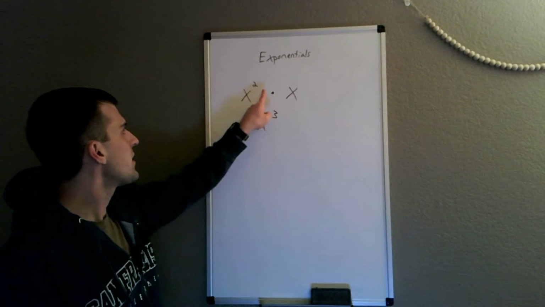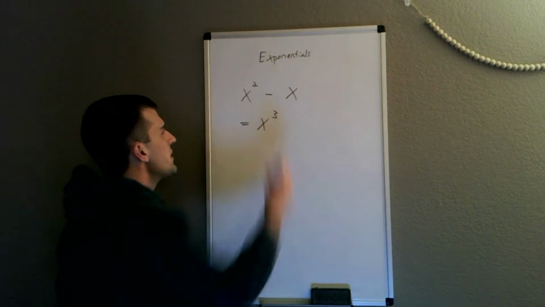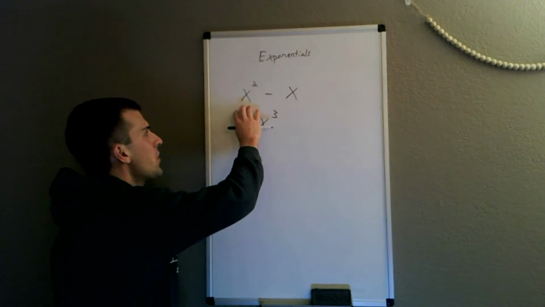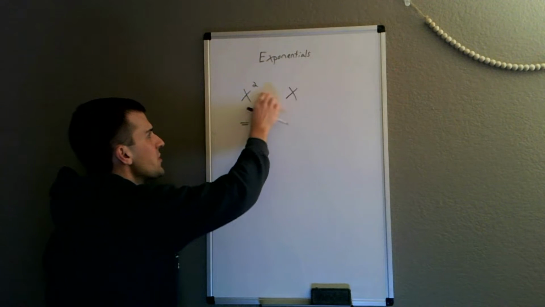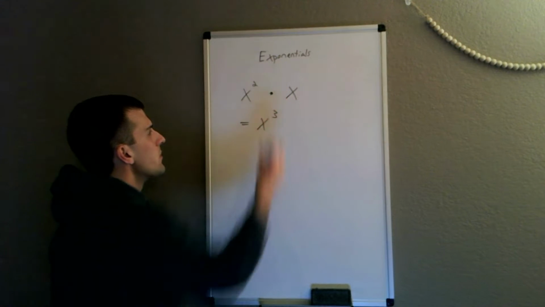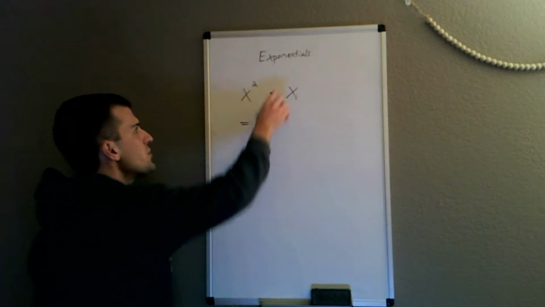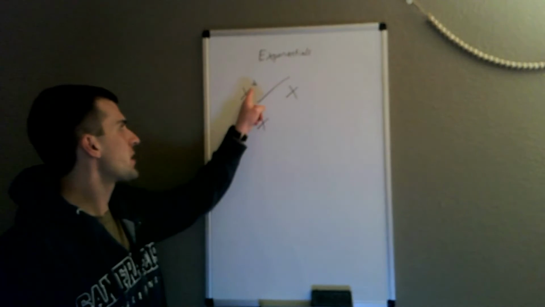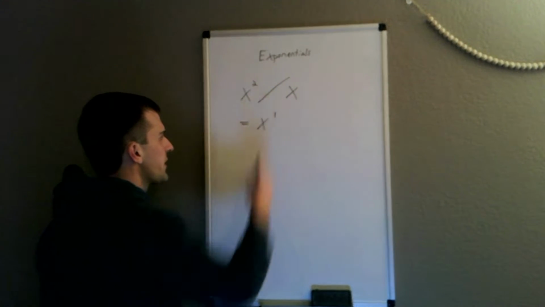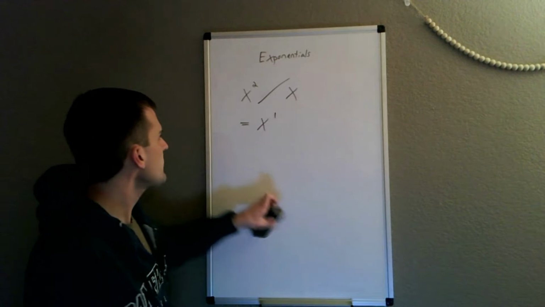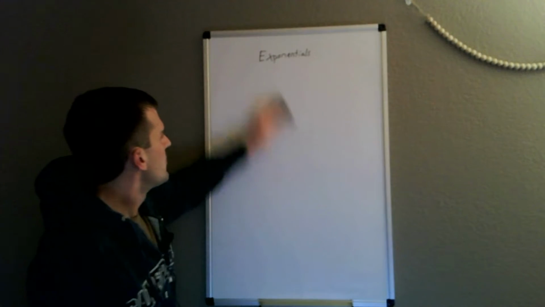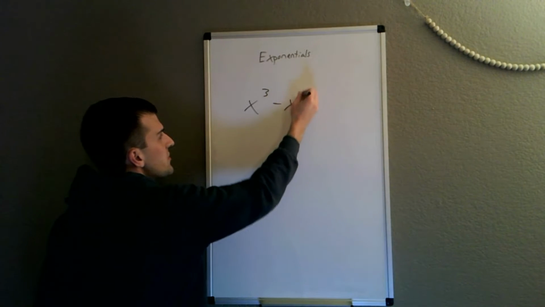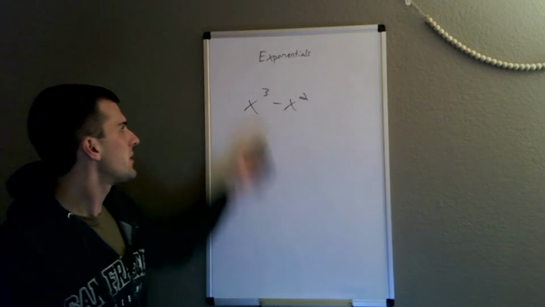Now you should note that you cannot do this if it's a subtraction or an addition. This rule only applies when it's multiplication, that you add the exponents, or if it's a division, you subtract. So dividing, we're going to subtract 2 from 1, and we'll just be left with x, or x to the 1. But if you do have some addition or subtraction, it just simply can't be simplified anymore.